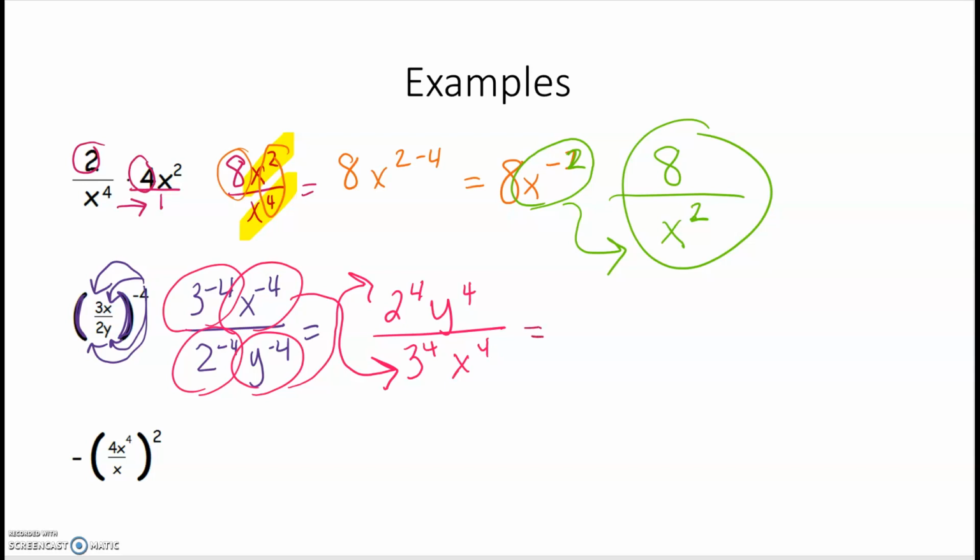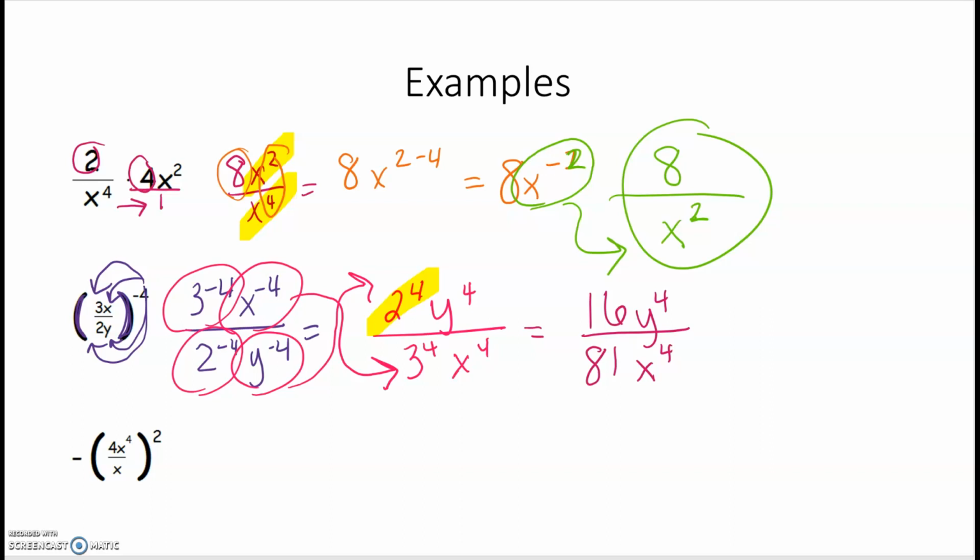Okay, I don't have any bases that are the same, so I just need to simplify my numbers. So I have 2 to the 4th power, which is something I'm typing in my calculator, and I end up with 16. So I have 16 y to the 4th over, now I'm simplifying my other number, 3 to the 4th power, so I have 81 x to the 4th.